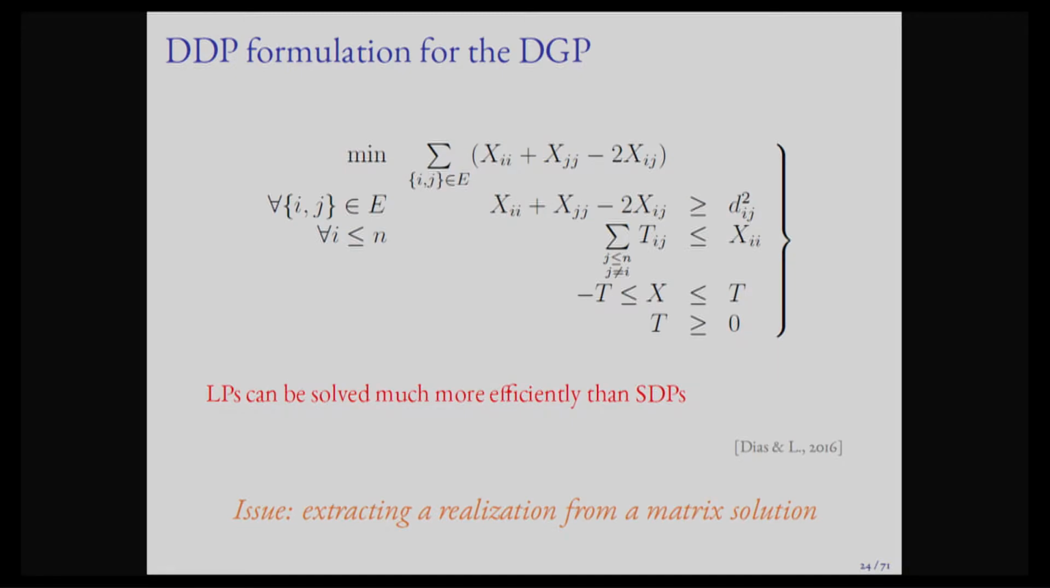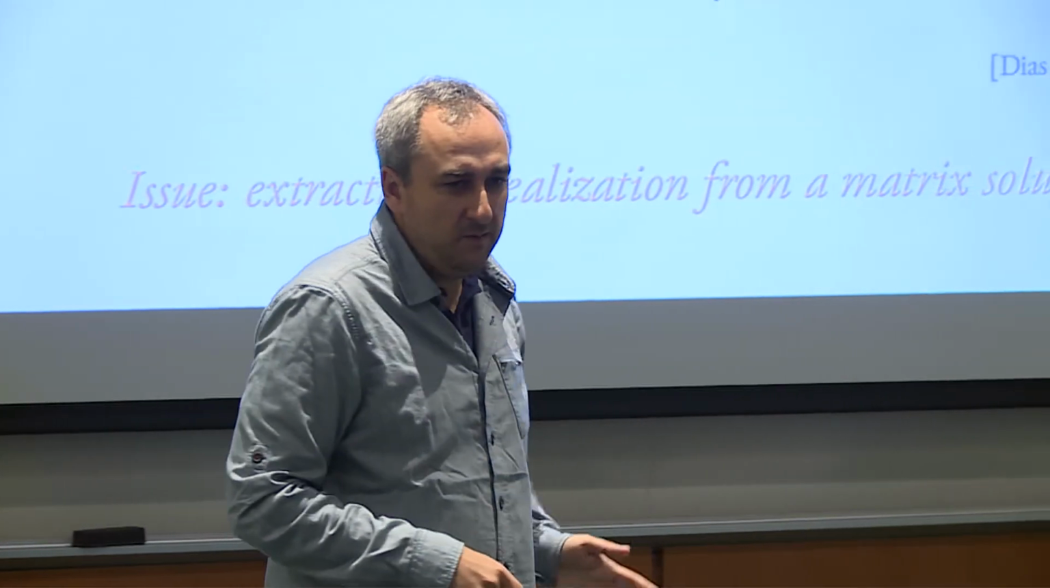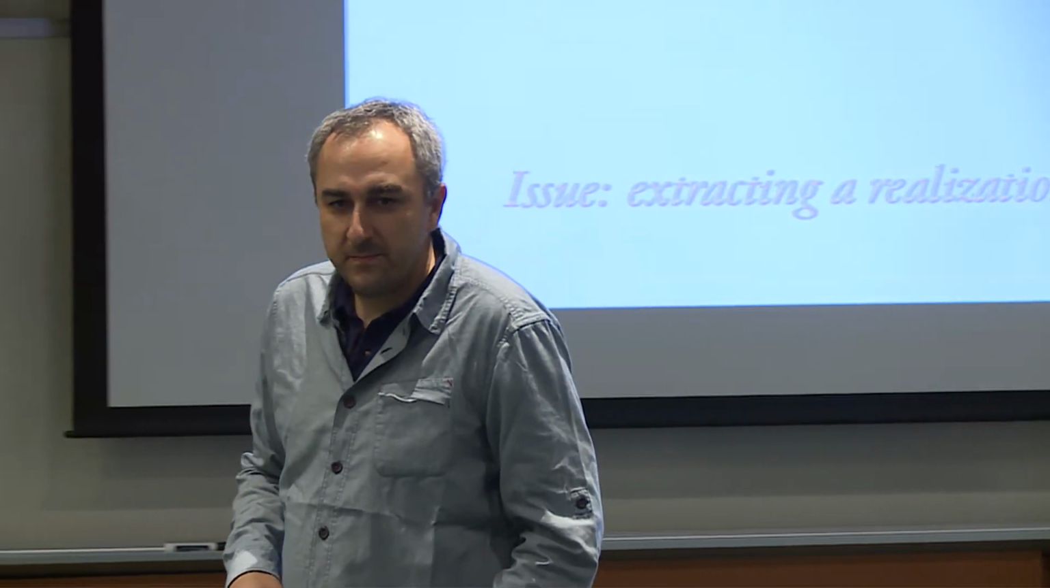This is a diagonally dominant programming formulation for the distance geometry problem. Okay? And why is this interesting? It's interesting because this is an LP, a linear program. And linear programs can be solved really efficiently by extremely successful off-the-shelf solvers such as Cplex or Gurobi or Xpress-MP. Okay, so yes? Sorry to interrupt. So this is not a convex relaxation. No. It's more like a convex restriction. Exactly. It's a linear restriction of a convex relaxation of a non-convex problem.